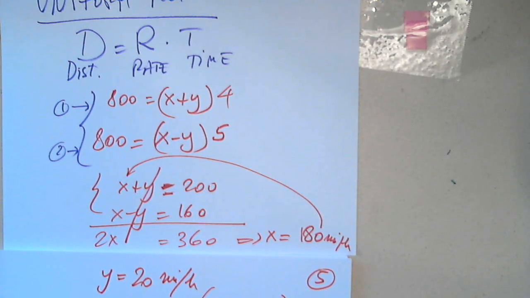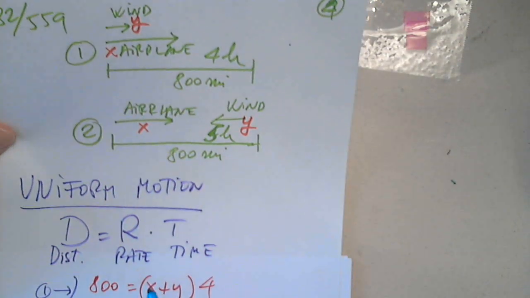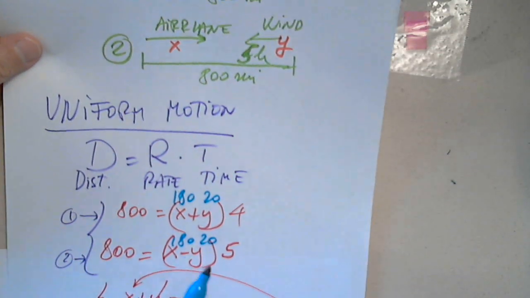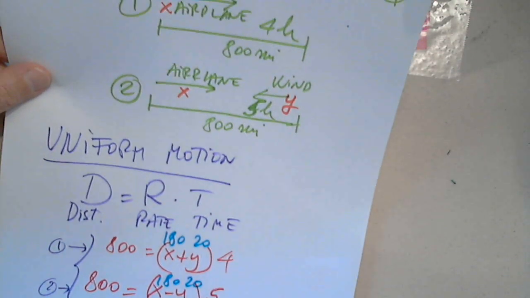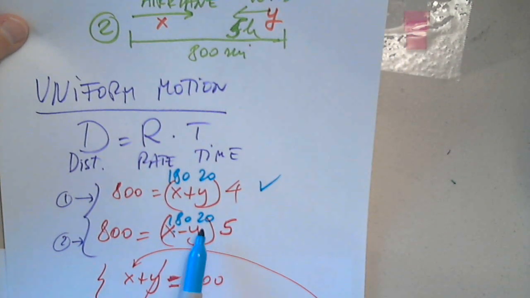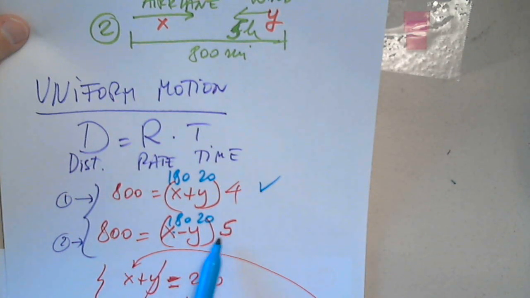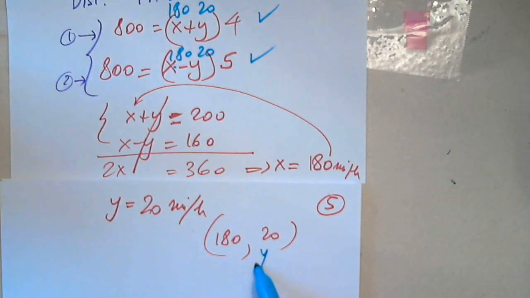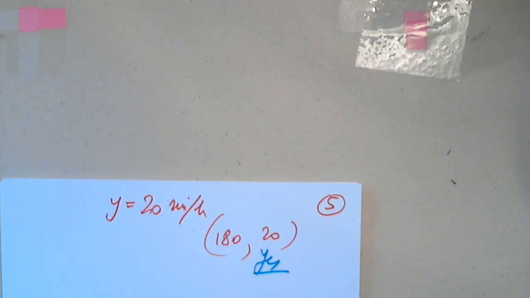And again, you can say, who cares? Show me. And that's what I need to do anyway. So I'll put 180 and 20 and see what happens. 200 times 4 is 800? Yes, it is. 180 minus 20, 160 times 5 is 800? Yes, it is. So I will say definitely yes. I checked. Any questions?